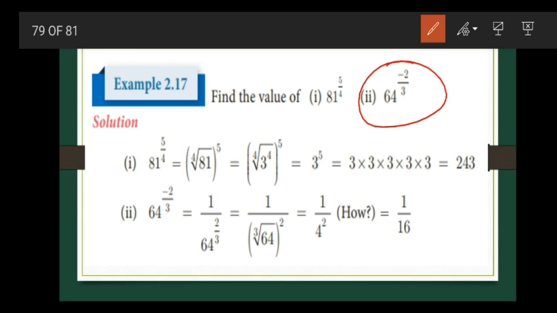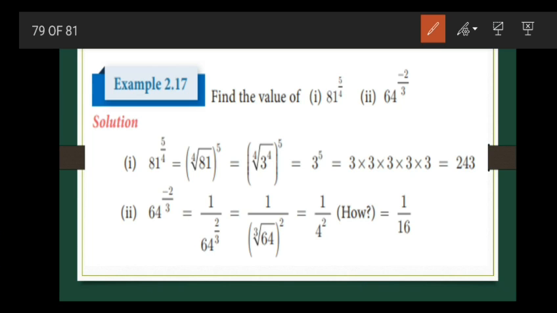So here, 64 to the power minus 2 by 3 can be written as 1 by 64 to the power 2 by 3, which is nothing but squaring the cube root of 64. When you find the cube root of 64, it is 4, because 4 into 4 into 4 is 64. Squaring 4, you will get 1 by 16. I hope you understood this.